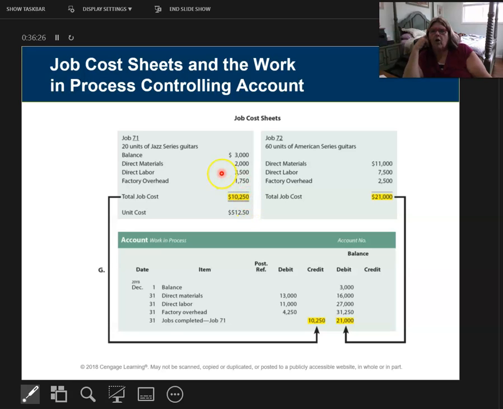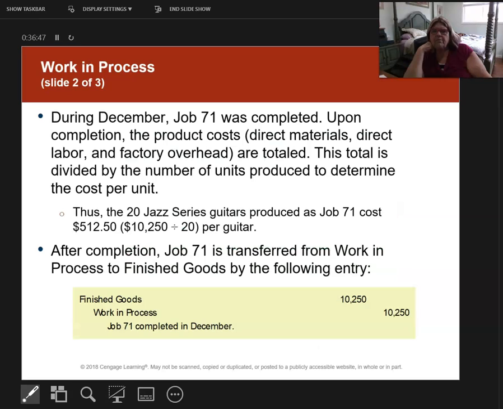And then finally, I always take the total cost and divide it by the number of units, so I know what the actual unit cost is. This is extremely important for selling your product. And I'll show you this journal entry on the next slide. Over here, we're not done. These are still in production or WIP. They're not finished. So during the month of December, 71 was completed. Again, you always need to break it down to how much per each item, per guitar. And here's my journal entry to move it out of WIP into finished goods.